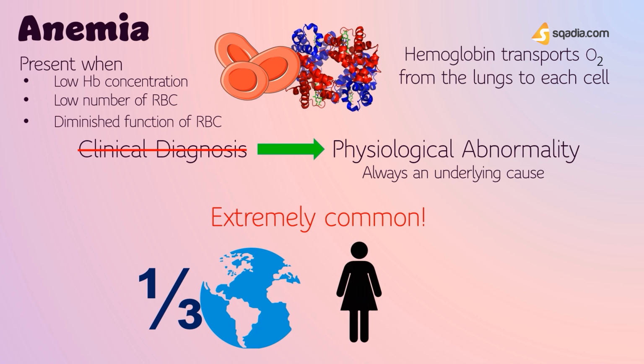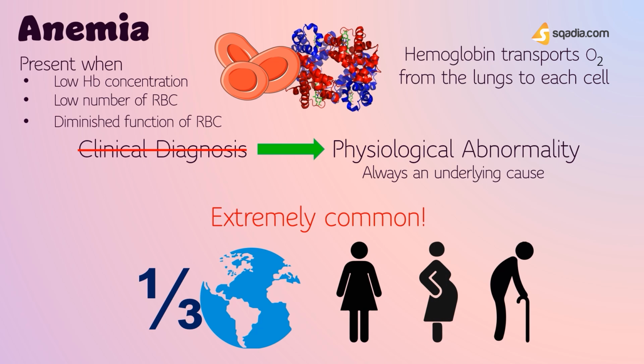The prevalence increases in premenopausal women, pregnant women, and the elderly. Approximately, the prevalence in individuals older than 85 is up to 20%. Whether or not the patient is symptomatic depends on the etiology of the anemia, the acuity of its onset, and the presence of other comorbidities.